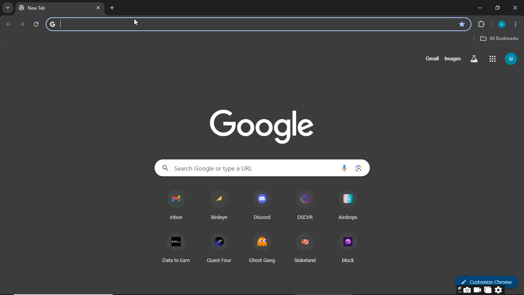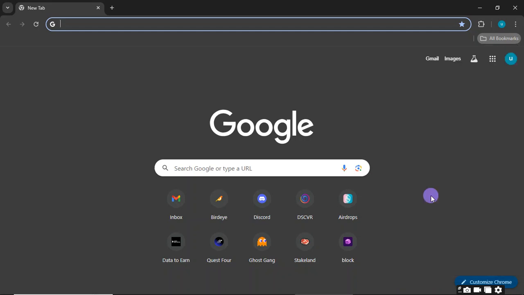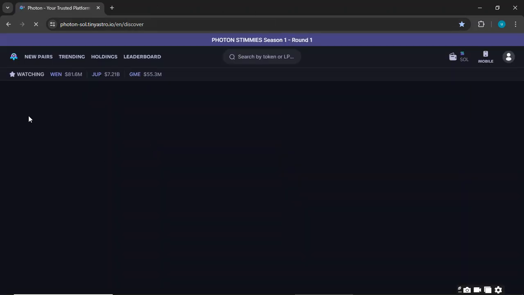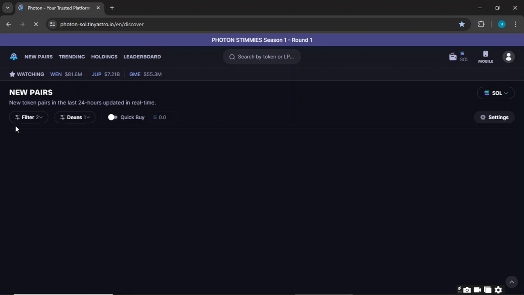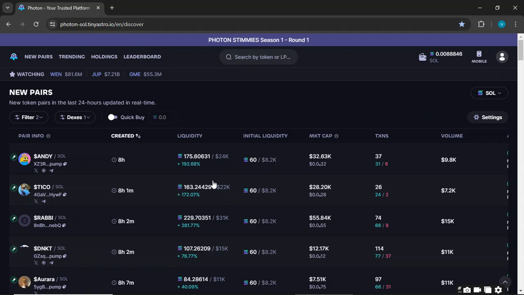Today I'll be explaining how to make use of photon.com. As you can see, photon.com is basically meant for sniping new meme tokens that just got launched, before they get listed on popular sites like Raydium and the likes. Alright, so here we are, photon.com.